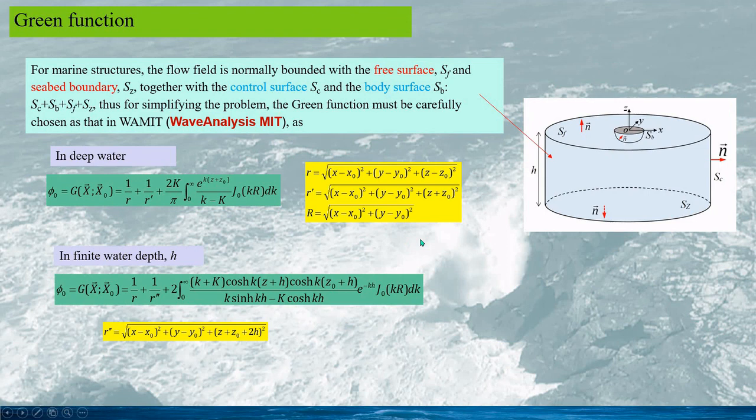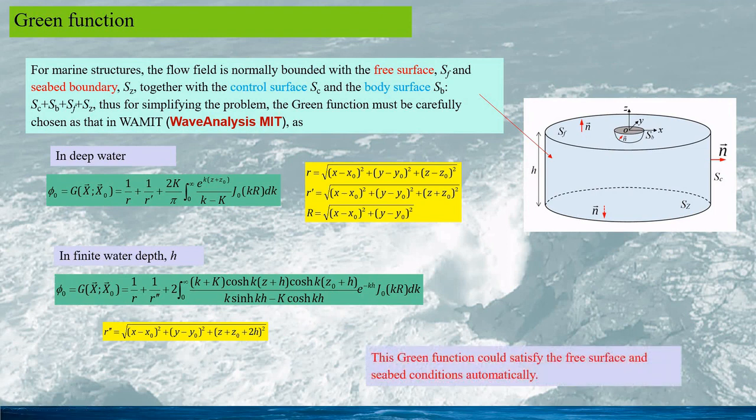And in finite water depth H, the Green function is given by this form. Here R double prime is given in this formula. The reason for choosing this Green function is that this Green function could satisfy the free surface and the seabed conditions automatically. Thus, it could simplify the boundary element method a great deal.